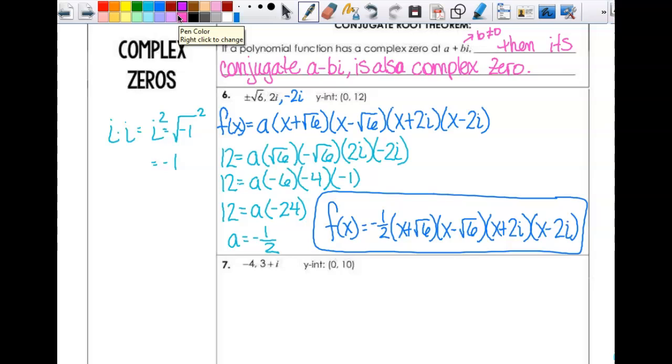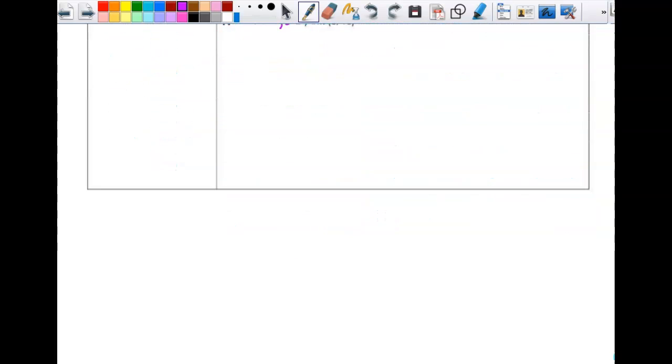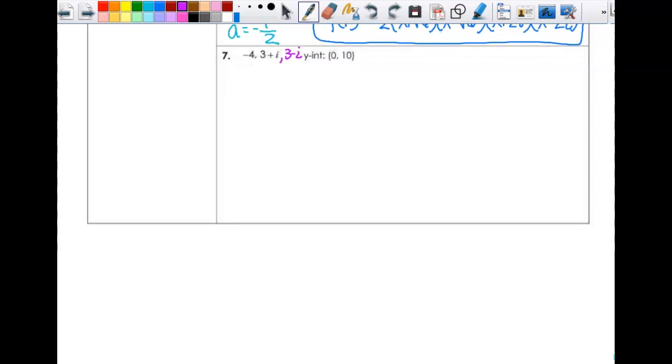On number 7, they give me 2 zeros. Do I have another one? Would it just be negative i, though? 3 minus i, yeah, good. So 3 minus i. All right. So when we go to set this up, go ahead and substitute it in. Get your first step done. That's your first step, right? Because you need parentheses there.